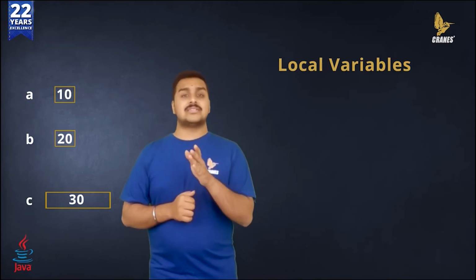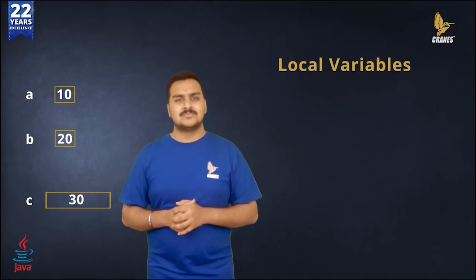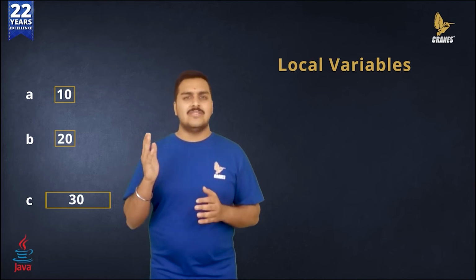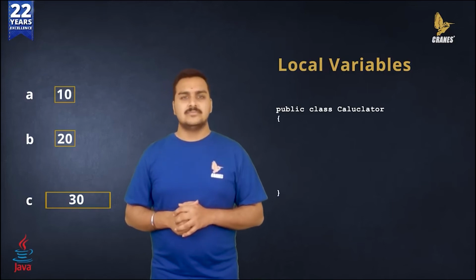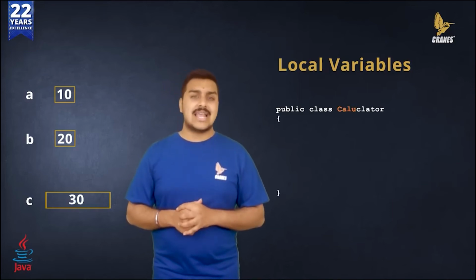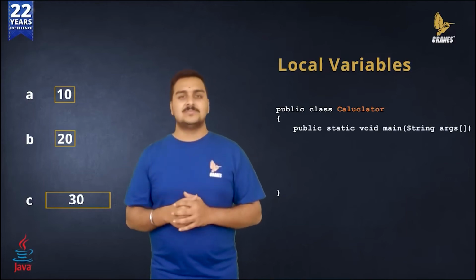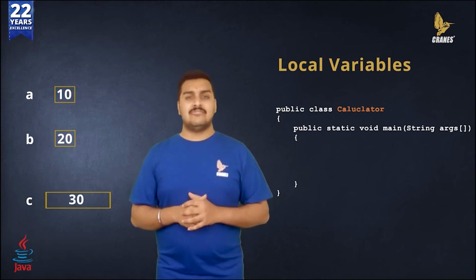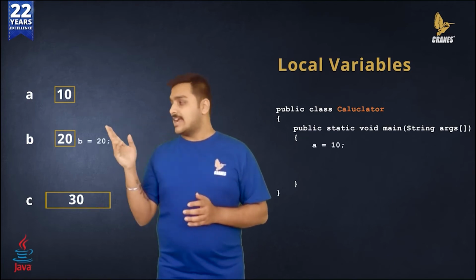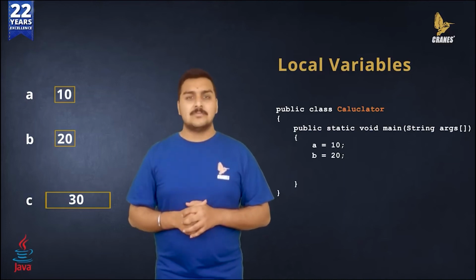Now, if I have to represent it in terms of a program, what should I be doing? I should be writing my Java code. My Java program always begins with a class. I'm going to consider this class here. You can see the name of the class is calculator, inside which I'm going to have my main function like this. Inside the main function, I'm going to add my variables A and B. A and B contain the data 10 and 20. That is what you can see there.